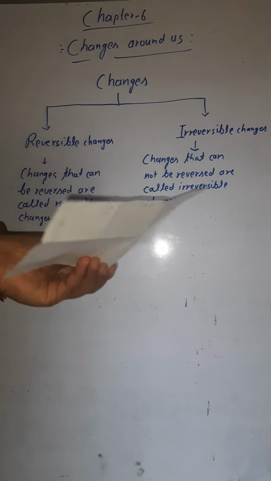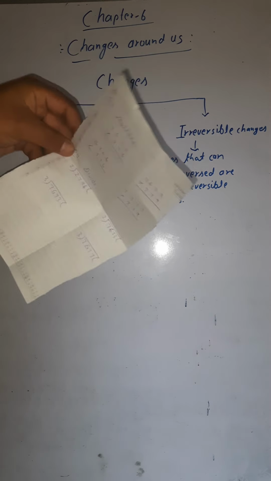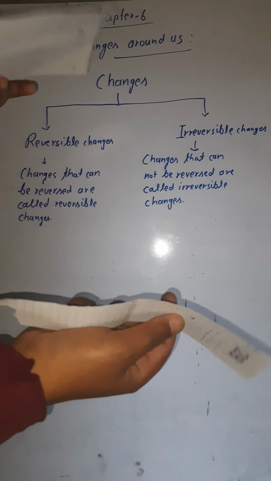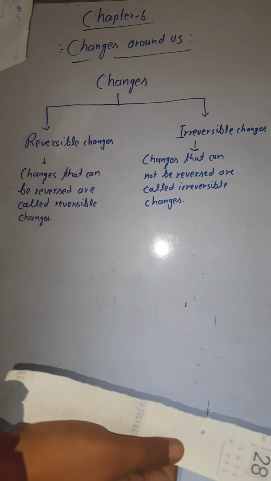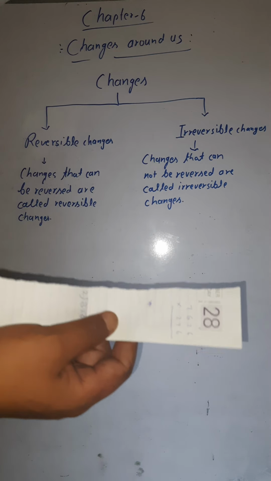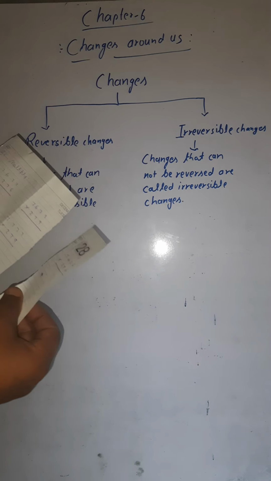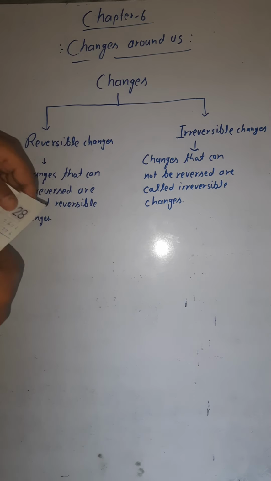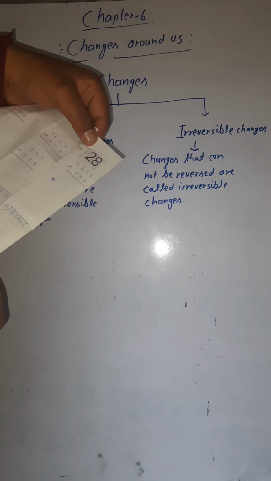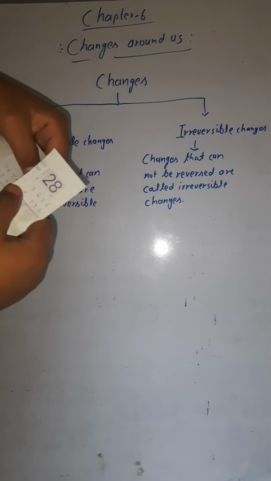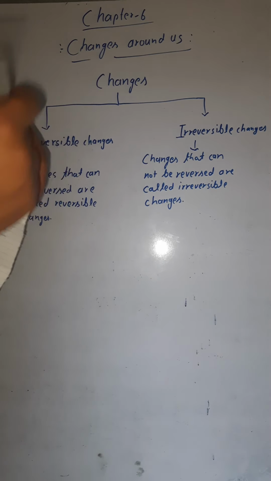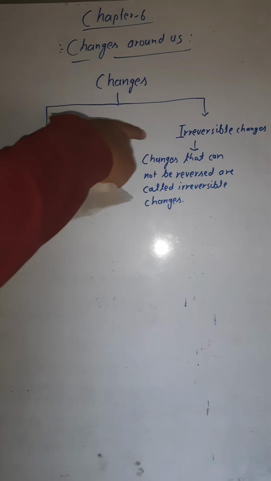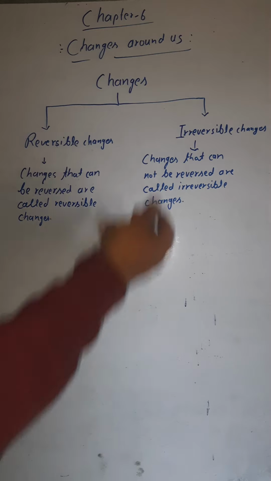Once you burn the paper, it cannot be brought back into its original shape. At the same time, once you tear the paper, again it cannot be brought back into its original shape. You might be thinking about pasting the paper, but once you paste it, it would not remain the paper as it was earlier. So tearing or burning of paper are examples of irreversible change.